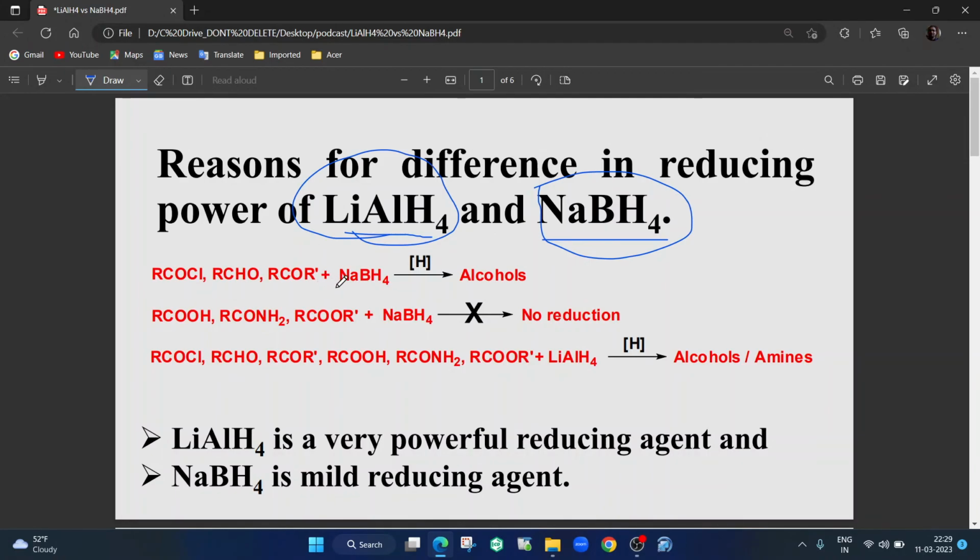As we know, NaBH4 reduces basically aldehyde and ketone and also acyl halide, but it will not reduce acid and acid derivatives. But lithium aluminium hydride will reduce everything. It will reduce acyl halide to alcohol, aldehyde to alcohol, ketones to alcohol, acid to alcohols, amides to amines, and esters to alcohol, right? So we want to understand why there is so much difference.